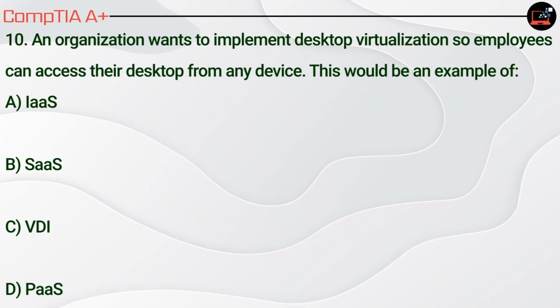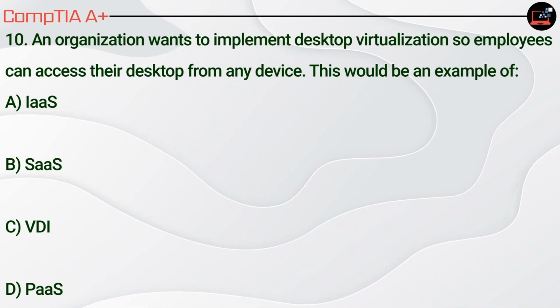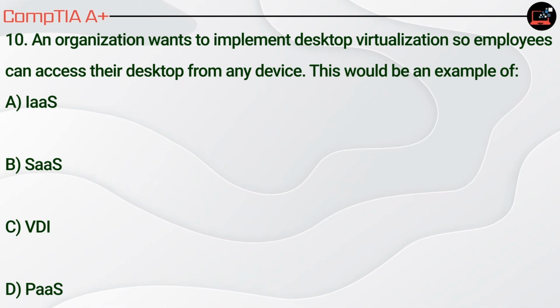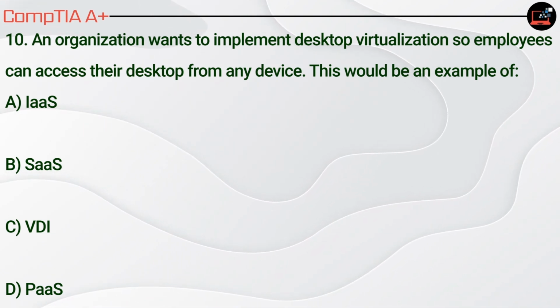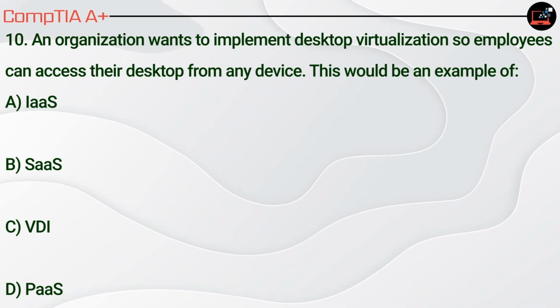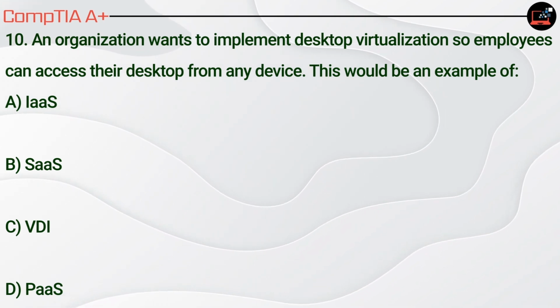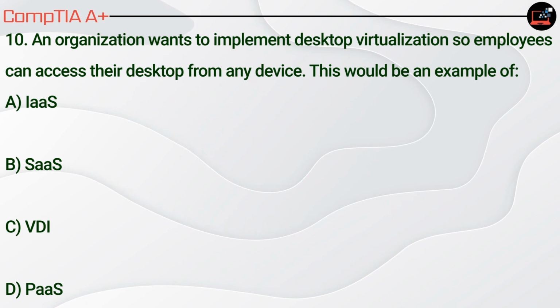10. An organization wants to implement desktop virtualization so employees can access their desktops from any device. This would be an example of A. IaaS, B. SaaS, C. VDI, D. PaaS.